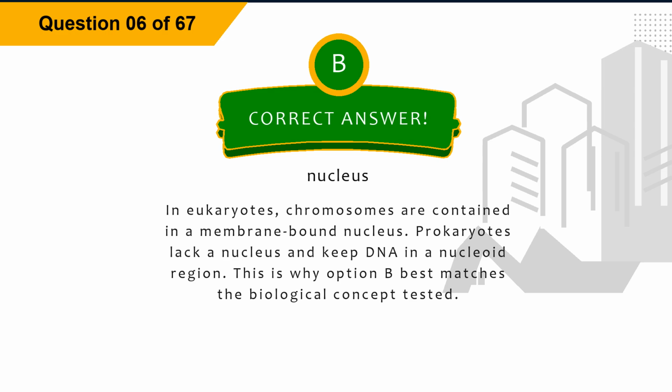Nucleus. Explanation. In eukaryotes, chromosomes are contained in a membrane-bound nucleus. Prokaryotes lack a nucleus and keep DNA in a nucleoid region. This is why option B best matches the biological concept tested.